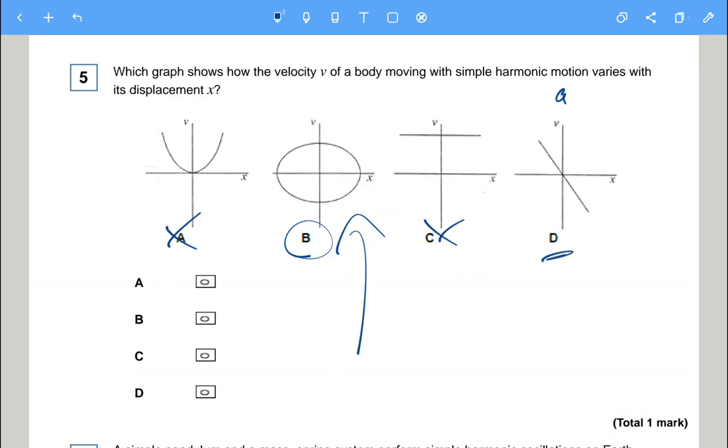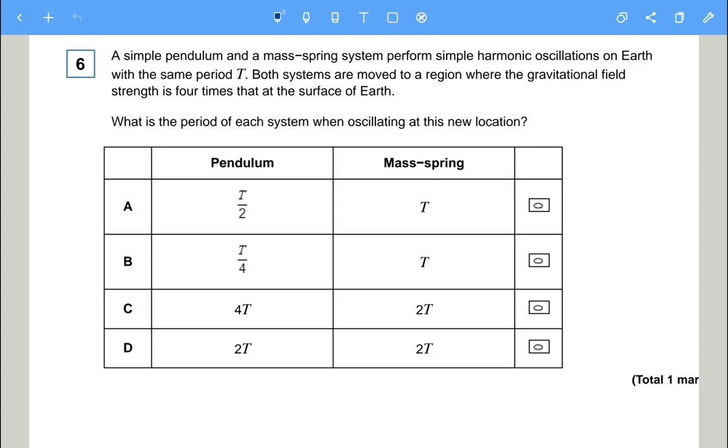So let's look at number 6. Yeah, this is a classic and people love getting this wrong. So you just need to know the equations really. The equation for the mass spring is T equals 2 pi square root m over k.